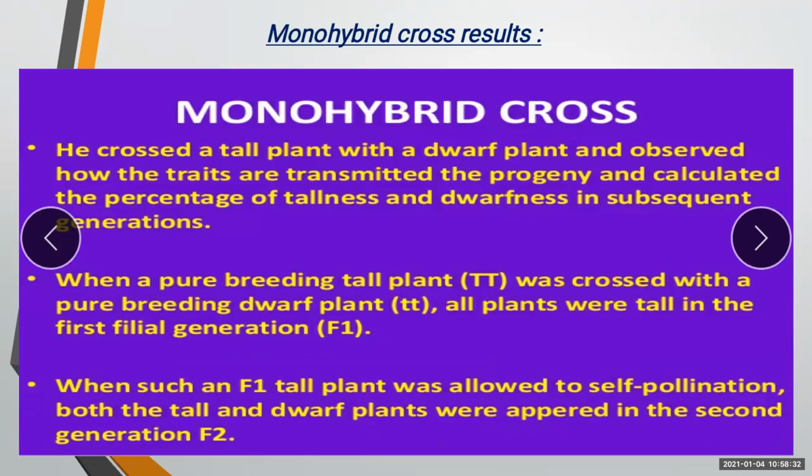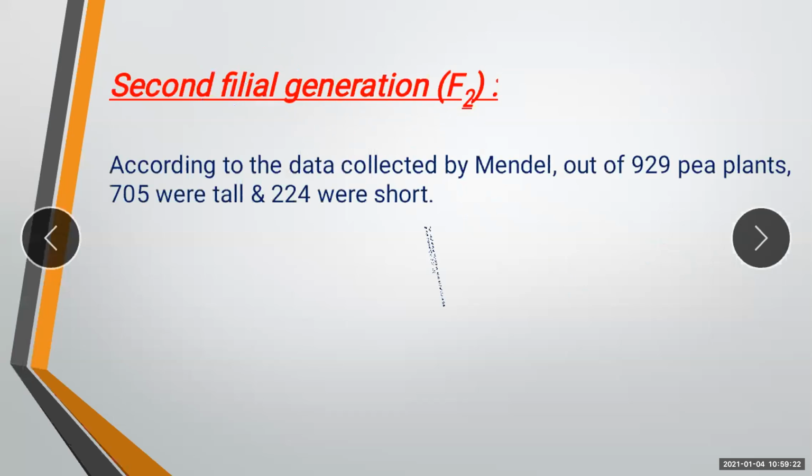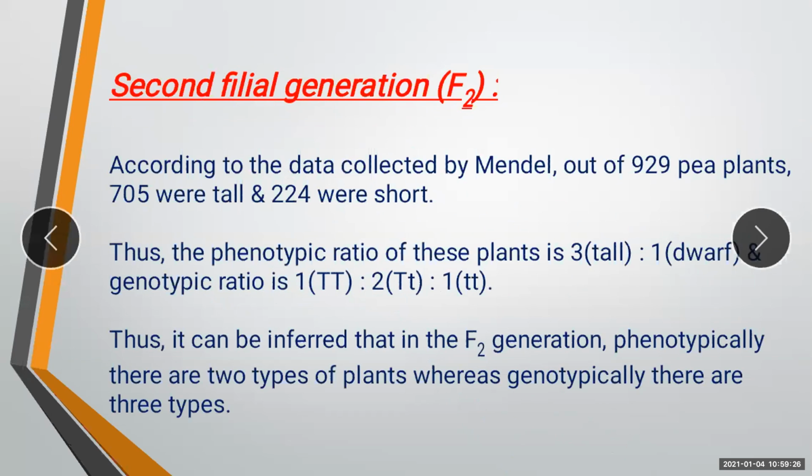So what were the results of the monohybrid cross? He crossed a tall plant with a dwarf plant and observed how the traits are transmitted to the progeny, and calculated the percentage of tallness and dwarfness in subsequent generations. When a pure breeding tall plant was crossed with a pure breeding dwarf plant, all the plants were tall in the first filial generation. As we have seen, when such F1 tall plants were allowed to self-pollinate, both tall and dwarf plants appeared in the second generation. Isn't it? We have seen 3 tall and 1 dwarf plant in the next generation. So this you have to keep in mind.